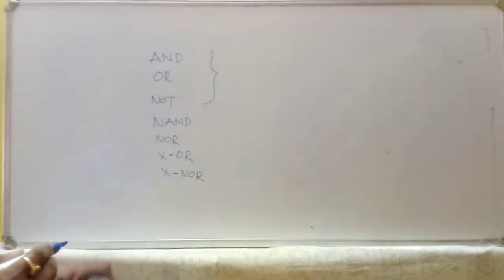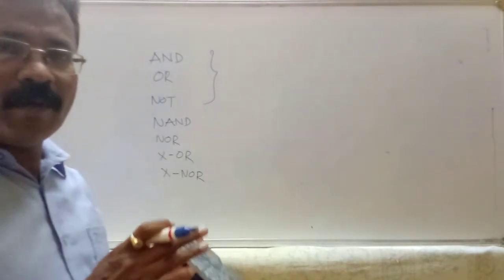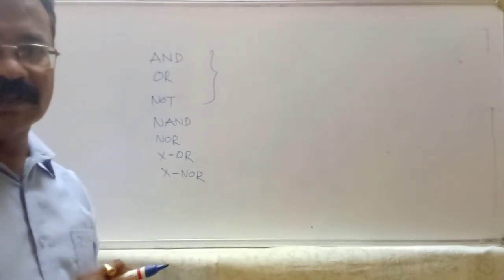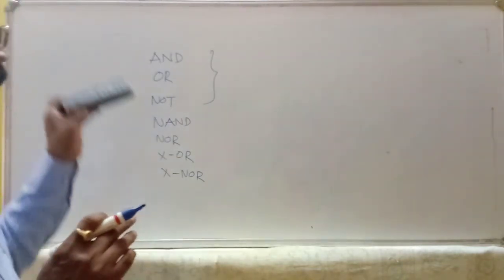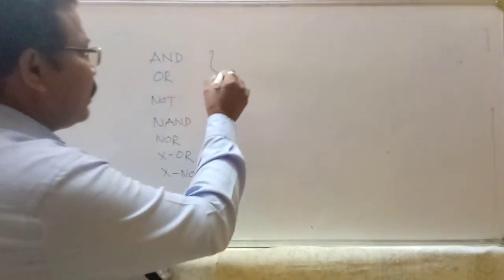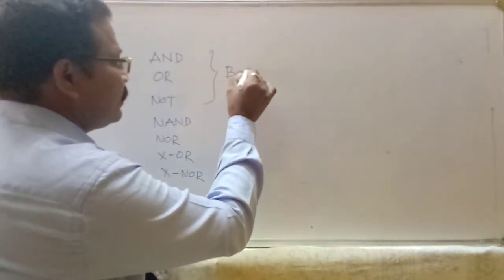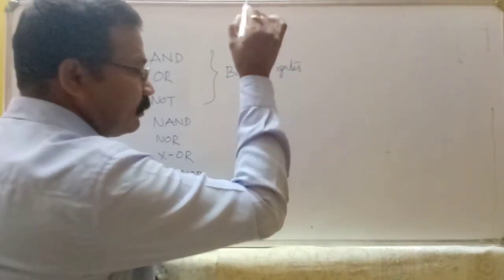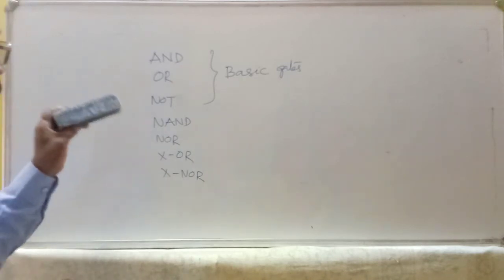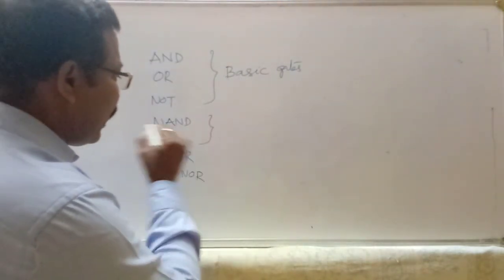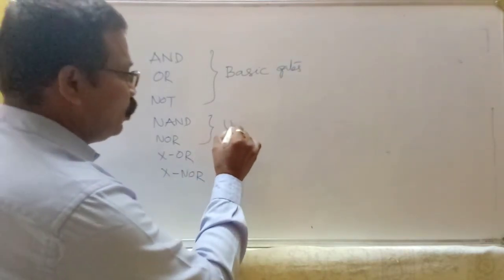Among these 7 logic gates, AND, OR and NOT are used to perform basic logic operations, basic Boolean operations. That's why these 3 gates, AND gate, OR gate and NOT gate, are known as basic gates. These NAND and NOR gates are known as universal gates.